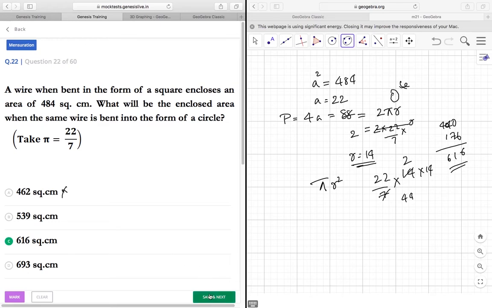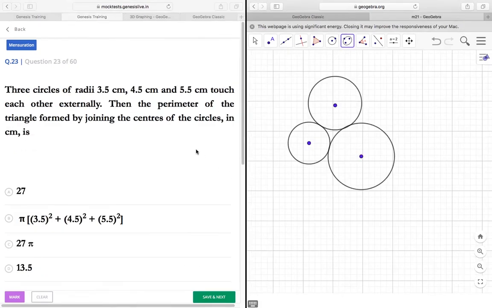Let's move on to the next one. Next one, 3 circles of radii 3.5 centimeter, 4.5 and 5.5. Okay, they touch externally. Great. The perimeter of the triangle formed by joining the centers of the circle. So let me join the centers.